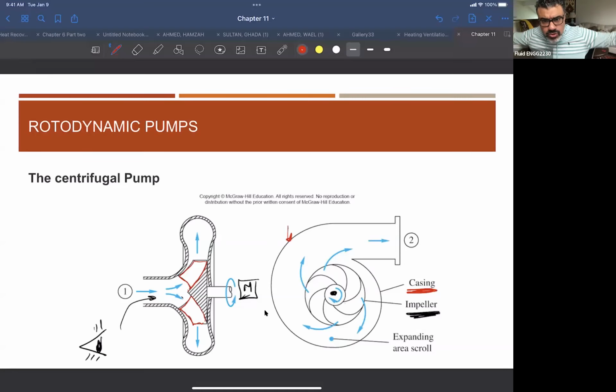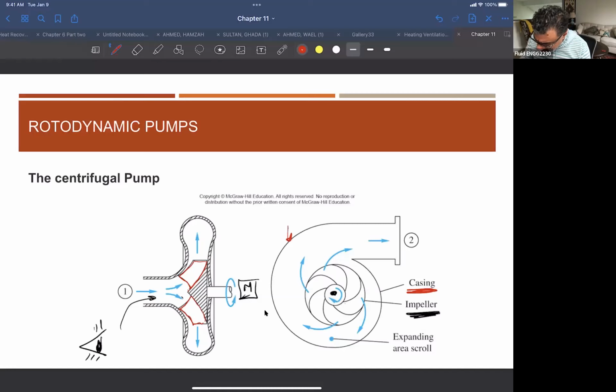And why is it pushed? That means the pressure will build up, because now the fluid hits the casing. So what happened here? All the energy of this very high speed fluid is all of a sudden stopped by this casing. That means the pressure increases. So the kinetic energy decreases, and the pressure energy is increased.